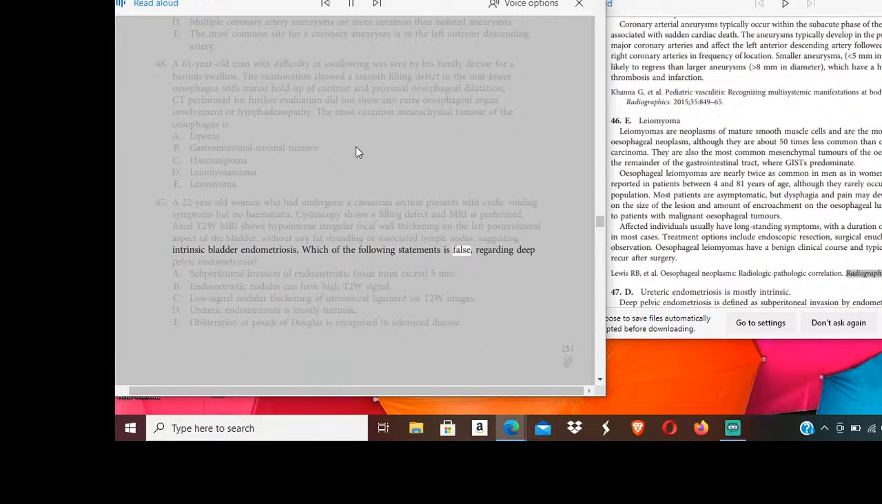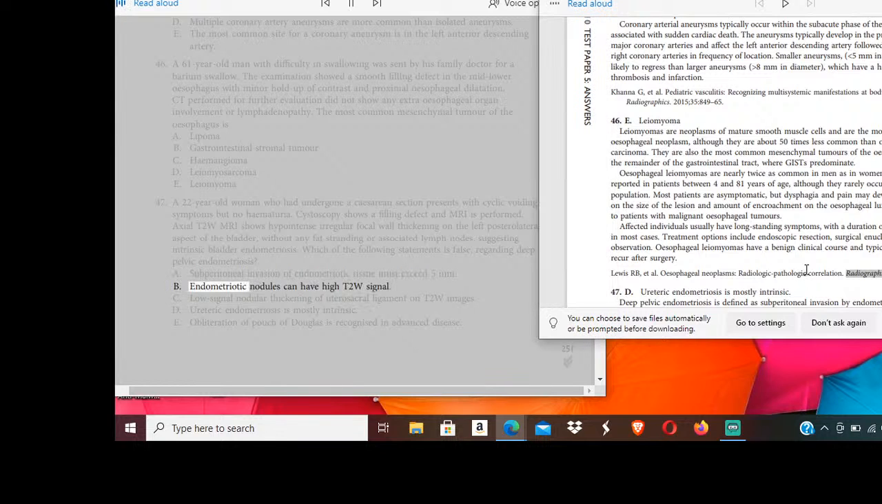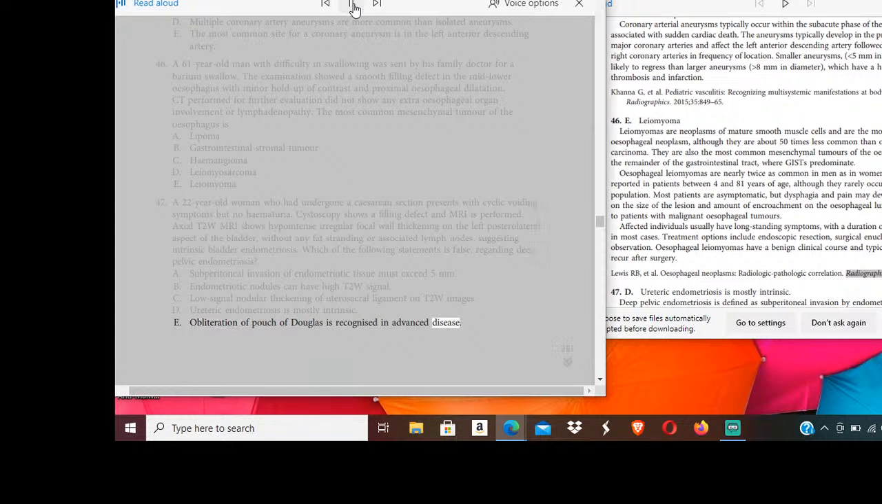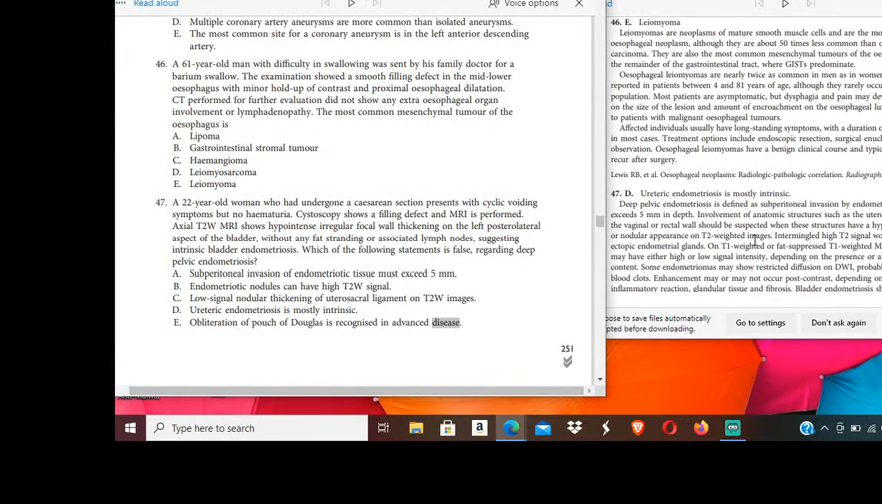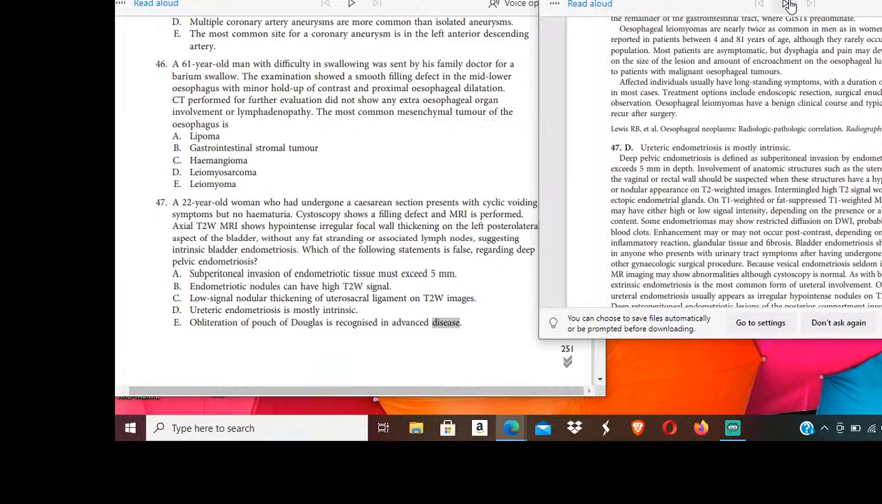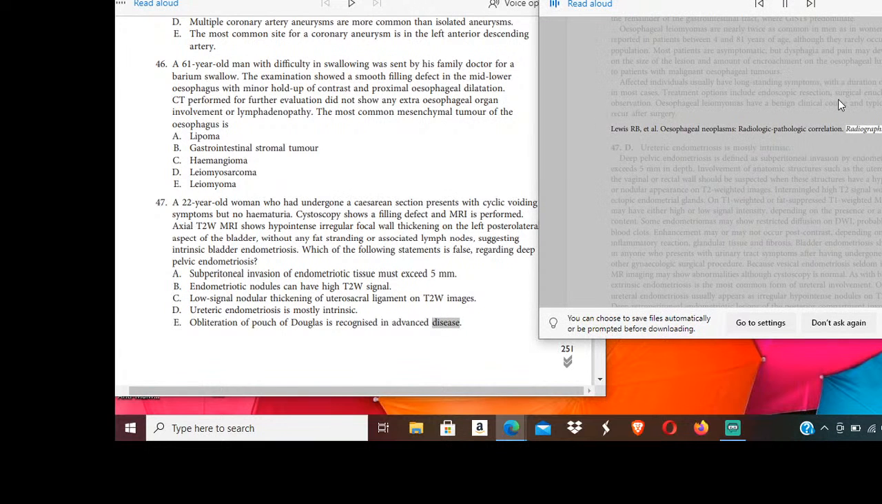Which of the following statements is false regarding deep pelvic endometriosis? A. Subperitoneal invasion of endometriotic tissue must exceed 5 mm. B. Endometriotic nodules can have high T2W signal. C. Low signal nodular thickening of uterosacral ligament on T2W images. D. Ureteric endometriosis is mostly intrinsic. E. Obliteration of pouch of Douglas is recognized in advanced disease. Radiographics. 2013, 33:1083-110.